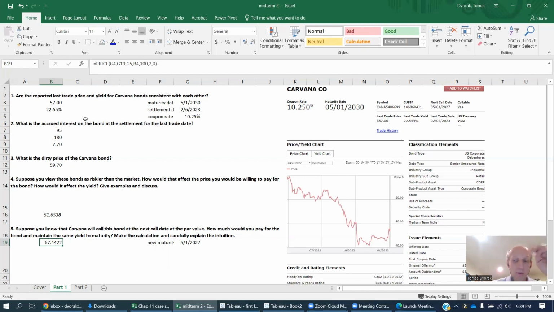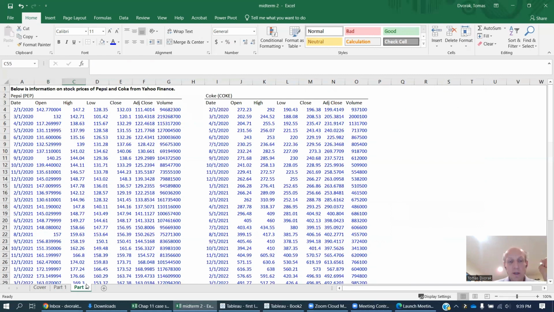So I'm happy to forego the coupon payments because I discount them at a really high rate. And I really value the fact that the money is going to come 3 years sooner. So I'm going to be willing to pay more for the bond. Excellent. Let's go to part 2.